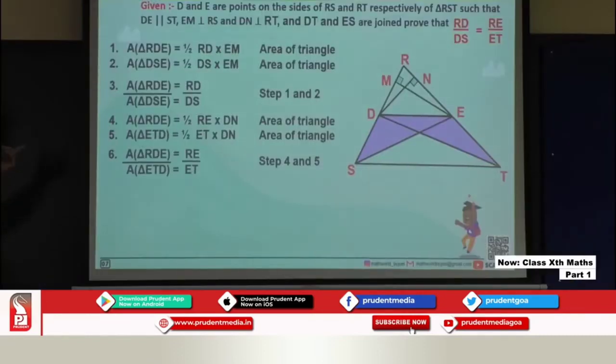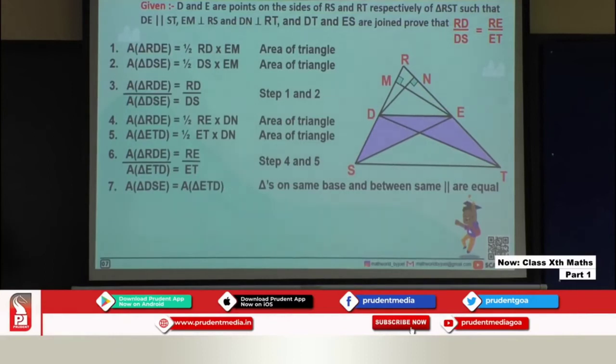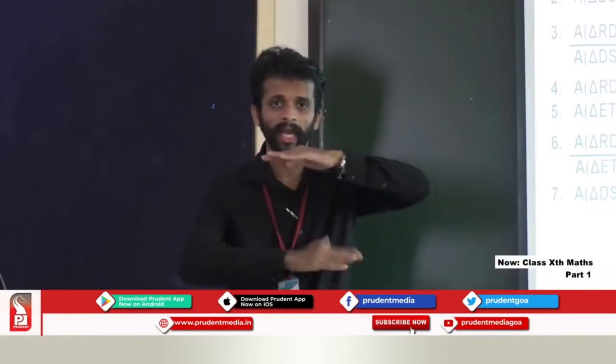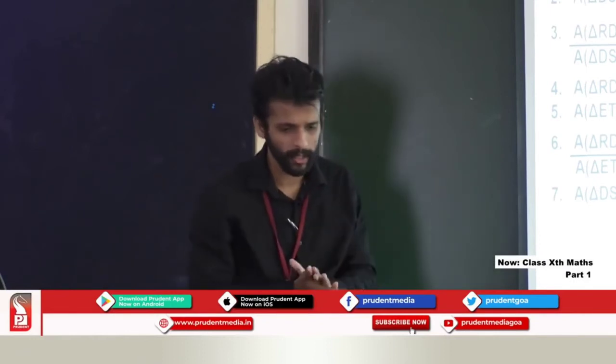So based on that, I can write the 7th step, that is area of triangle DSE is equal to area of triangle ETD. The reason would be what I have told you: triangles on the same base and between the same parallels are equal.